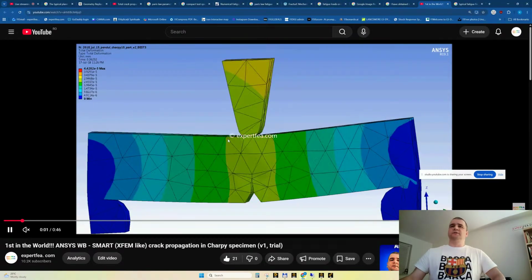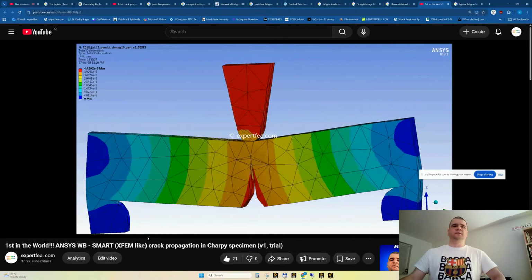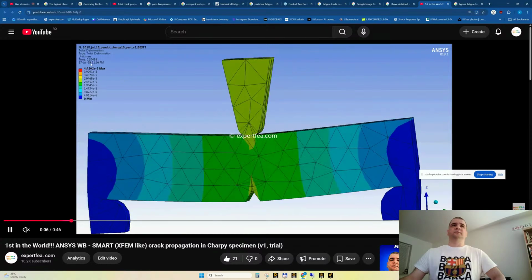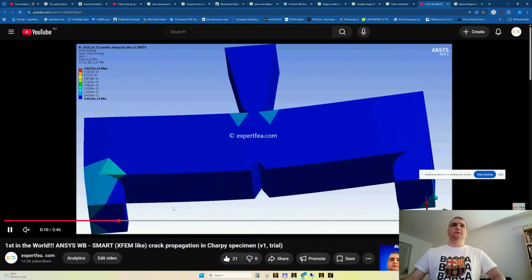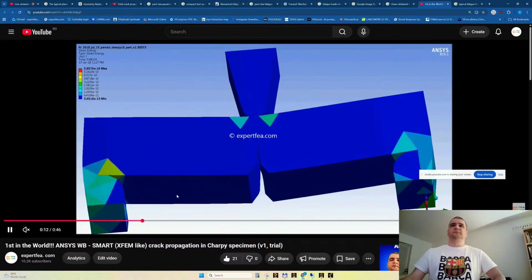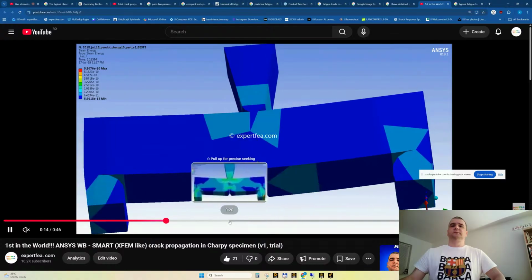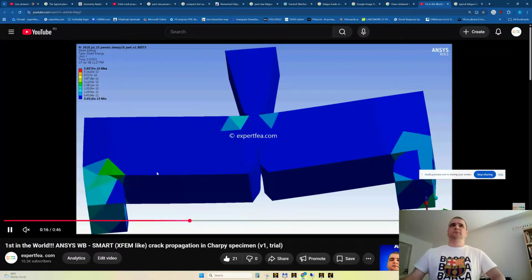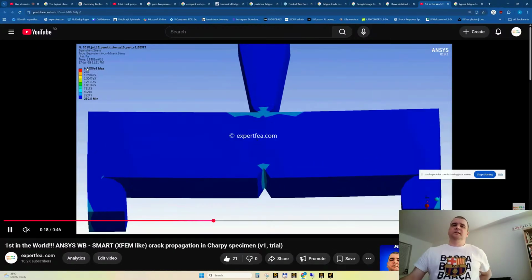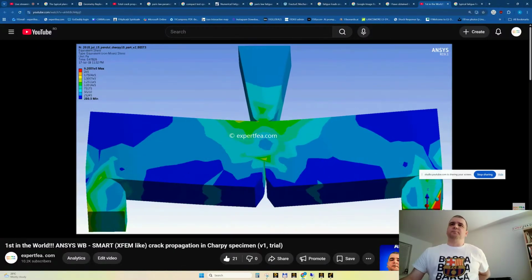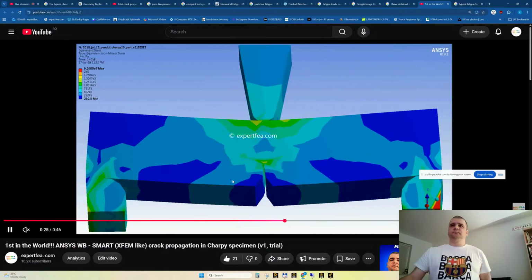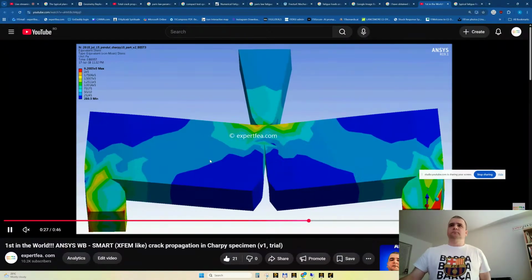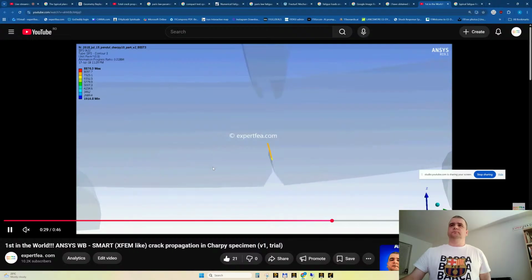And this one, I think it's my first. Yeah, 2018. It's my first fracture mechanics, I think. Yes, this was the beginning of the implementation of a smart crack propagation in ANSYS workbench. It's very, very nice.